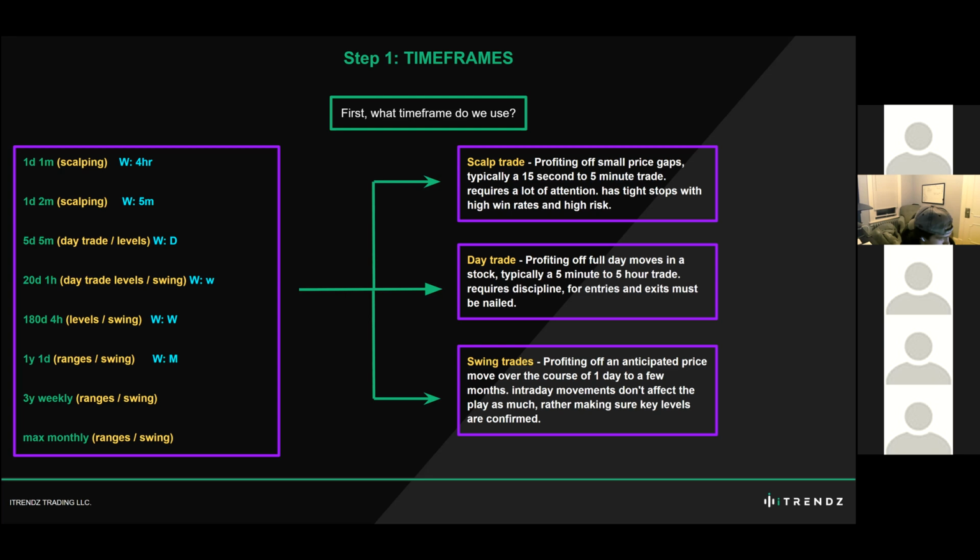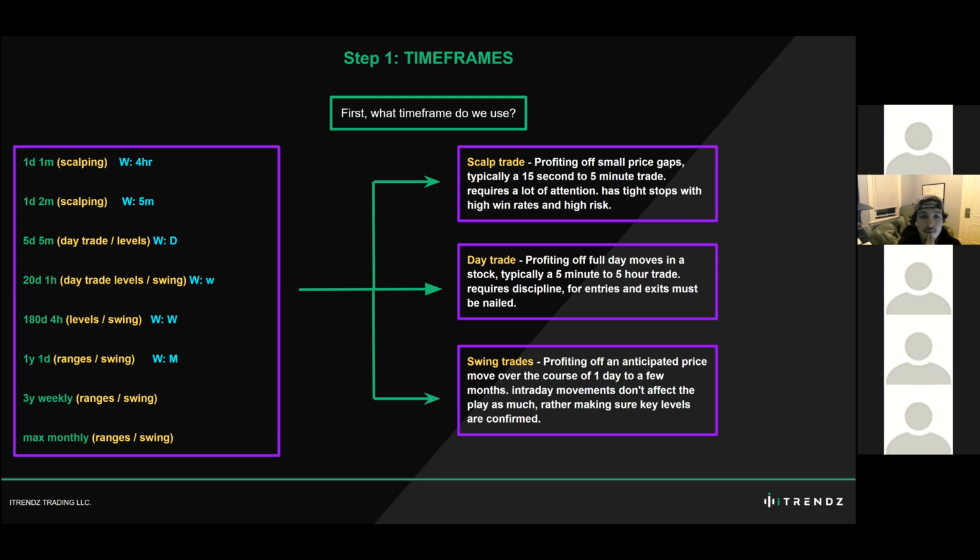When you're day trading, you're trying to profit off the full day move. So you're not interested in the little short time frames. You're not trying to take little hits. You're really looking at the stock and seeing where it should end towards end of day. You're looking typically from anywhere from 5 minutes to five hours in a trade. So it requires a lot of discipline, and your entries and exits, you have to nail them, because if that trade goes the other way or starts teeter-tottering during the day, those contracts are going to be affected, and that's going to also affect your day trade.